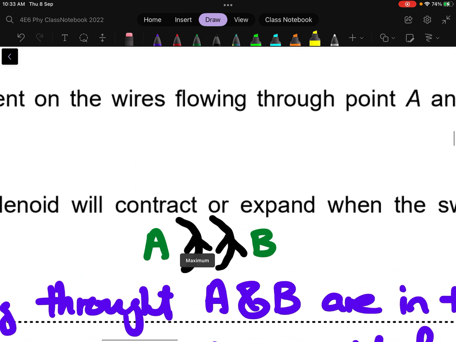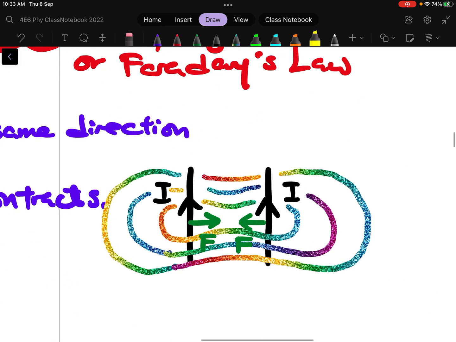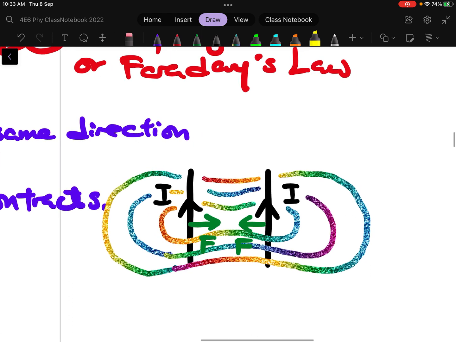So if you look at it here, A and B, you can see current flowing in the same direction. Similar to this case, there will be an induced attractive force between the two wires, and so the coil will contract. The coil will want to move nearer to one another.